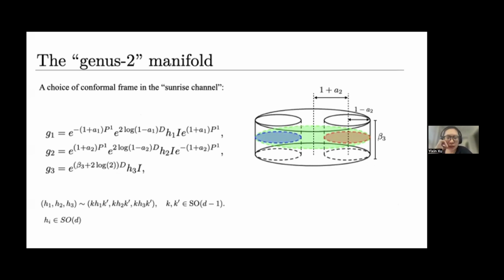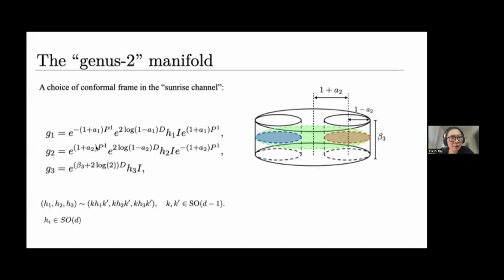I want to elaborate on how we can choose a conformal frame in the dumbbell channel and in the sunrise channel. Let me start with the choice of representative in the sunrise channel. It looks a little bit complicated, but it's actually very intuitive. Let me start by explaining all the symbols on this slide. Capital I in the expressions of G1, G2, G3 represents inversion, and H1, H2, H3 are SO(d+1,1) elements.